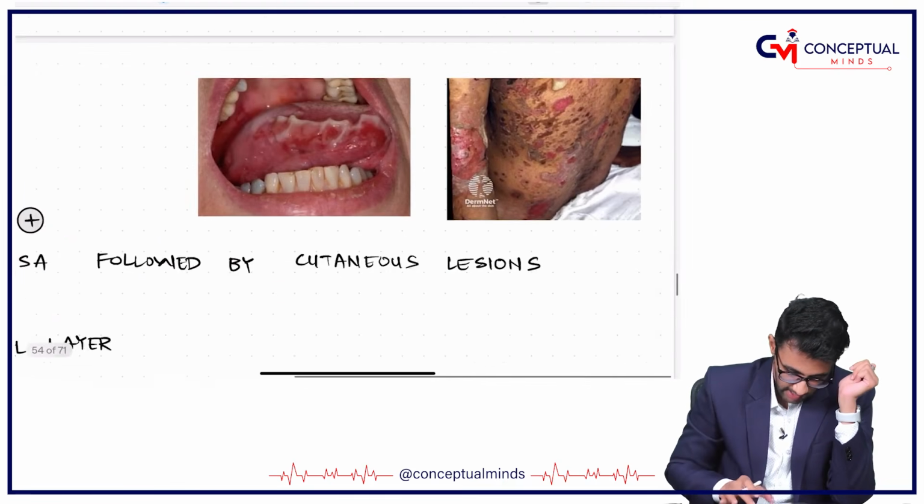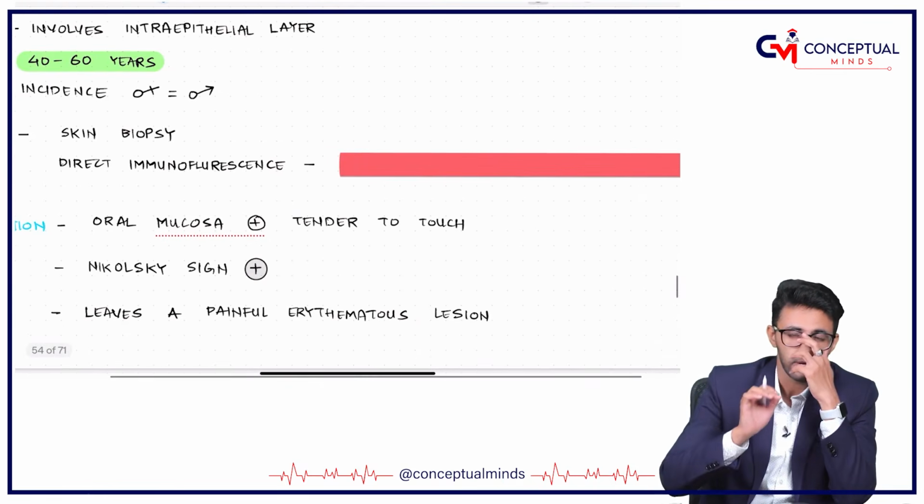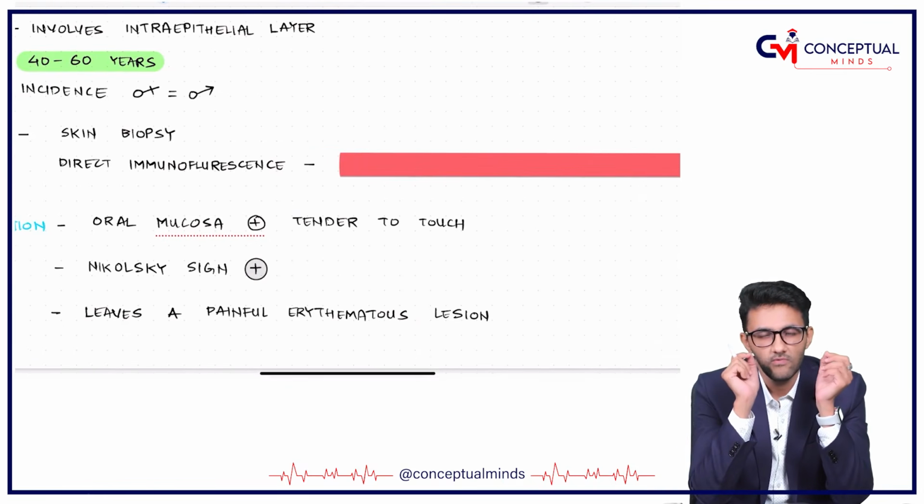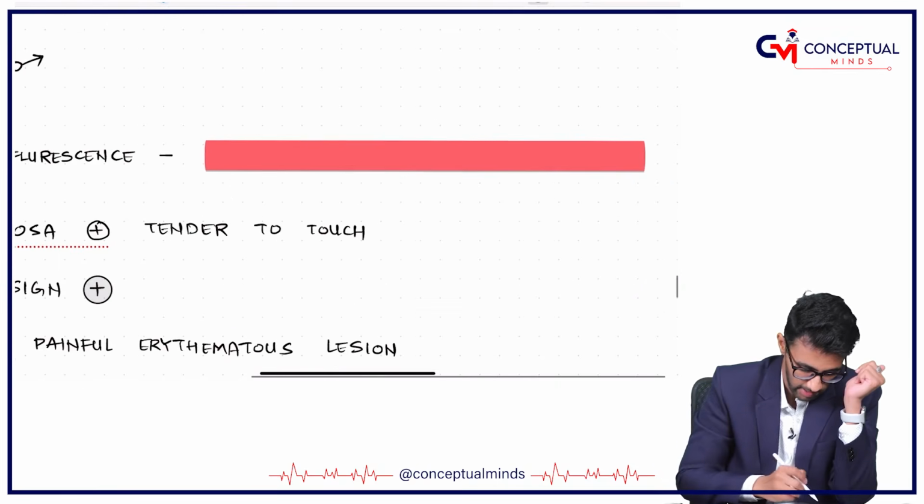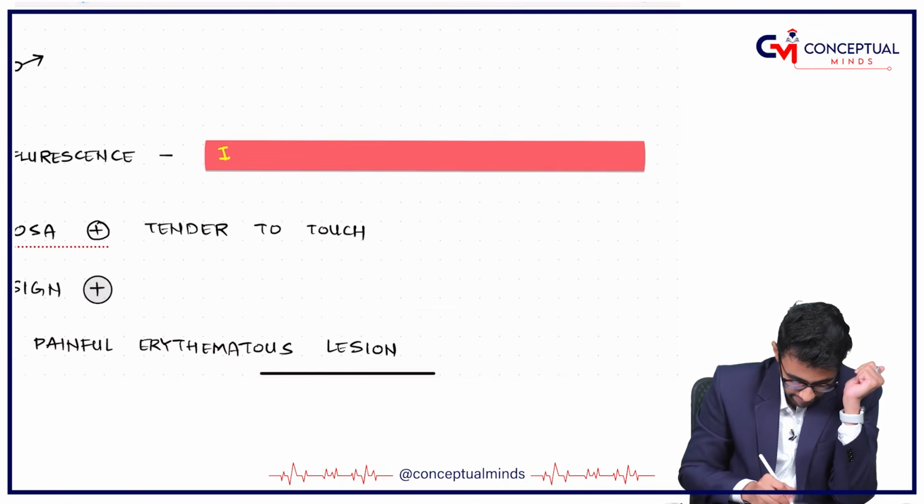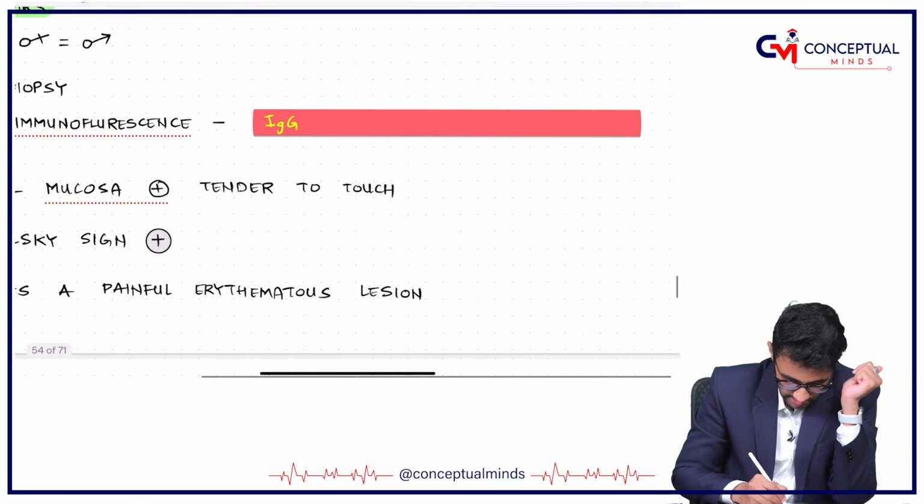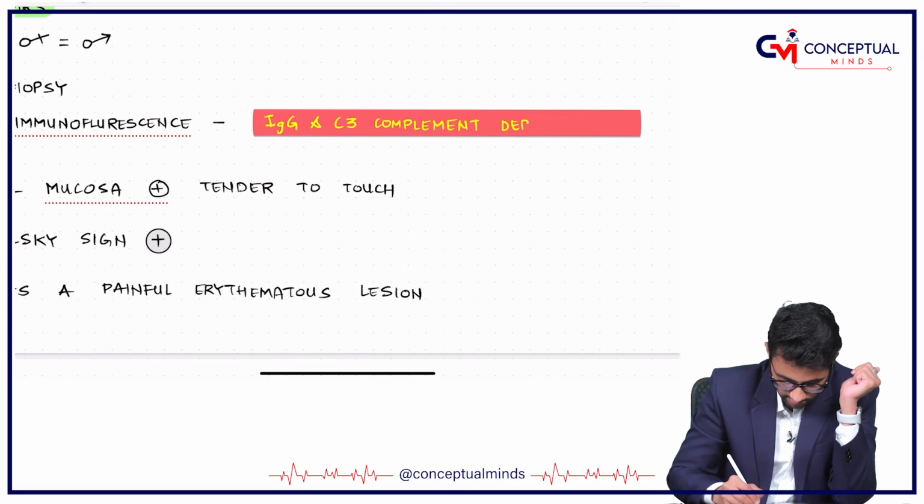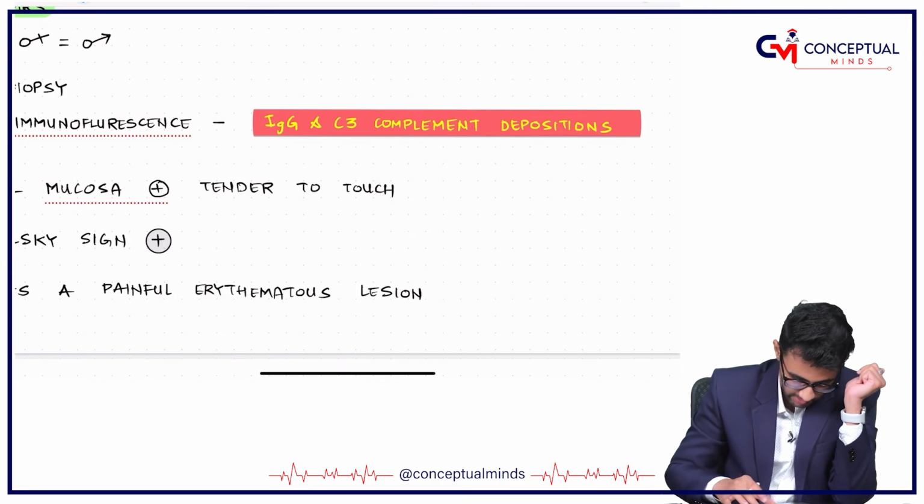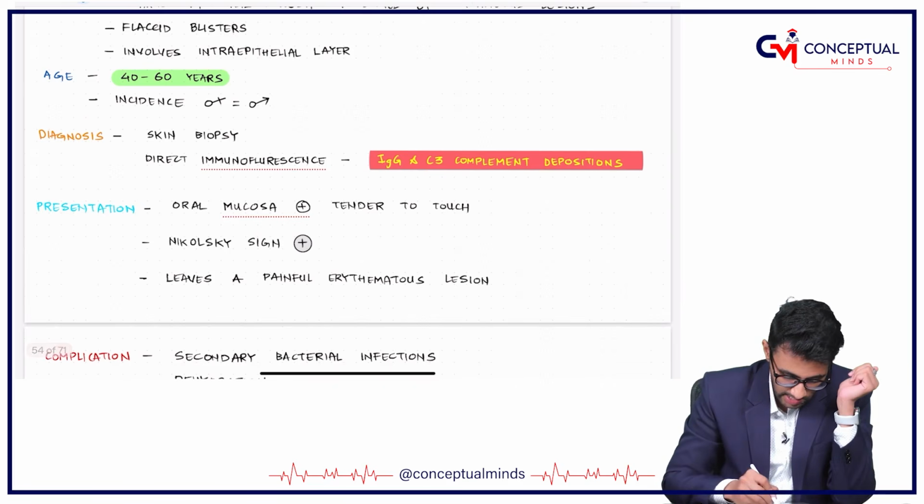Let's continue on the biopsy finding, right? If we take a biopsy and do the direct immunofluorescence, we will find IgG and C3 complement depositions. So let us just write that point. IgG and C3. Alright, so we have that. This is very, very important.